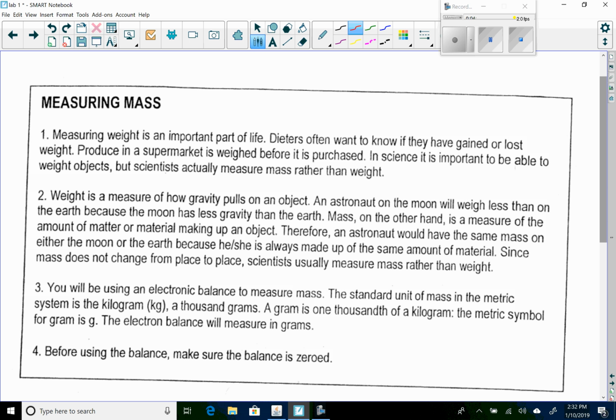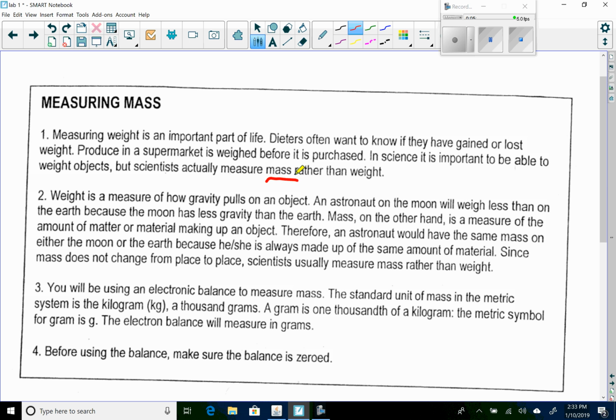Next, we will be measuring mass. Measuring weight is an important part of life. Dieters often want to know if they have gained or lost weight. Produce in a supermarket is weighed before it is purchased. In science, it is important to be able to weigh objects, but scientists actually measure mass rather than weight.